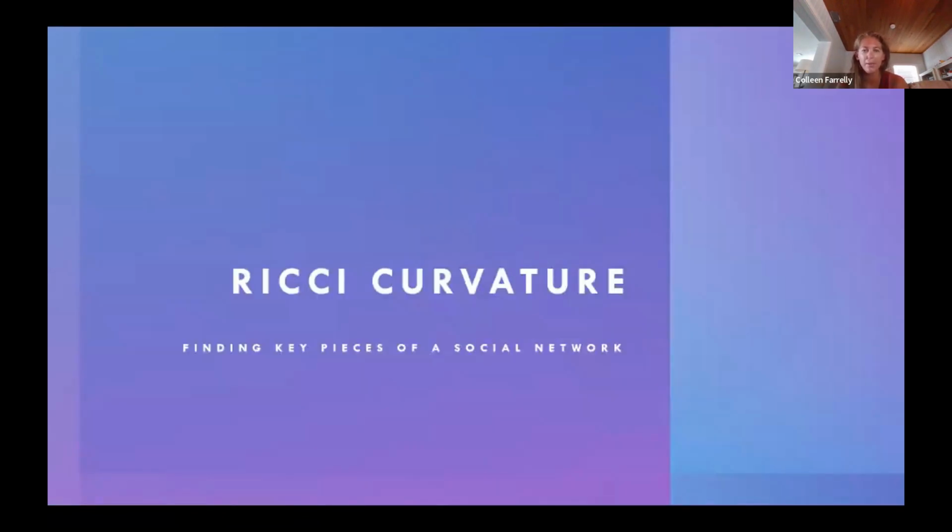So Ricci curvature comes up a lot in social network analysis, as well as analyzing biological networks or supply chain networks or electrical grid networks. It's one of the more useful tools and one of the newer tools in the field of network science.